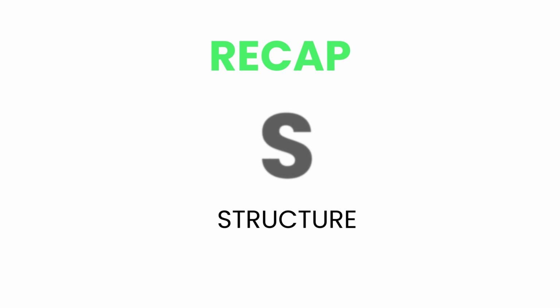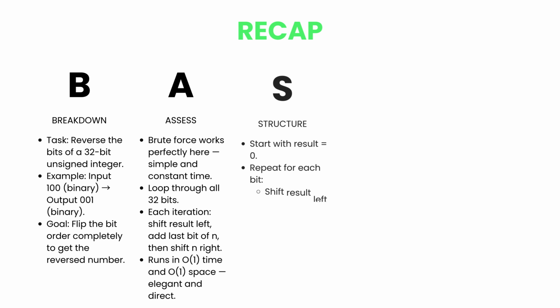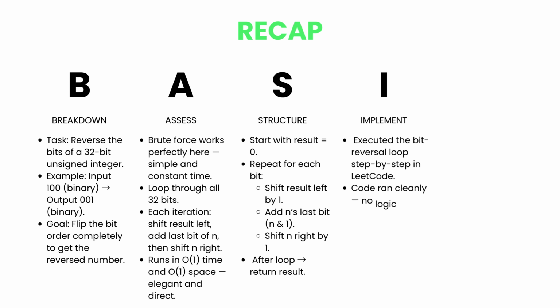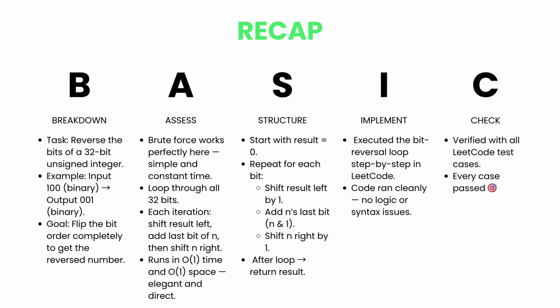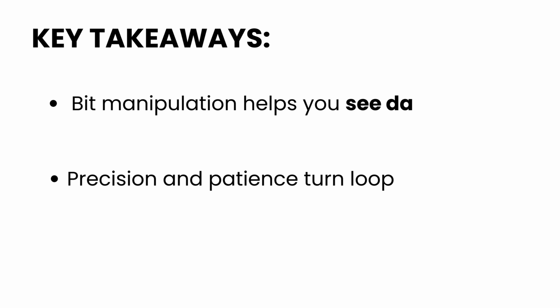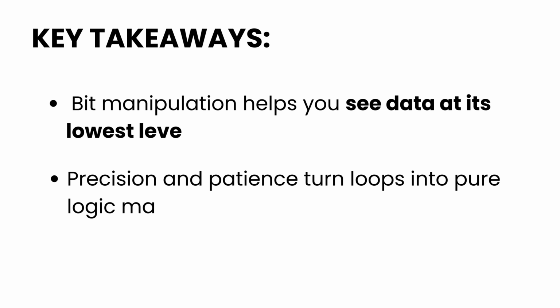Structure recap. We built our logic step by step. Initialize a result, shift it left each time to make space, take the current bit from the original number, and move to the next bit by shifting right. Implement recap. We then implemented this logic directly in LeetCode, and the code ran smoothly without any syntax or logical issues. Check recap. Finally, we verified our result using LeetCode's test cases, confirming that our function correctly reversed the bits every single time. The key takeaway here is that sometimes the most direct approach, like looping through each bit, can be both clean and optimal. Bit manipulation problems often reward clarity over complexity.